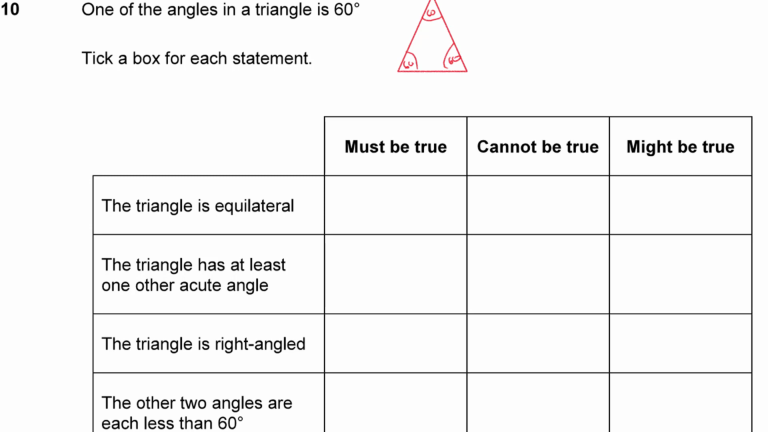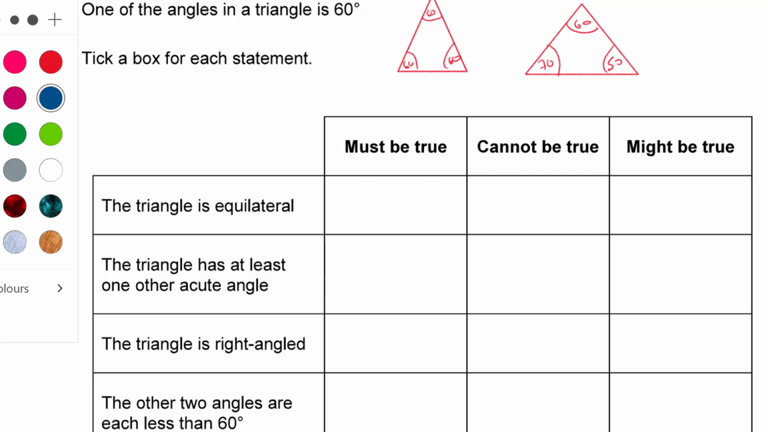But you could also have another sort of triangle where that one was 60 and these two were something else. They might be 70 and 50, mightn't they? So you could have an equilateral triangle, but you could also have another triangle that isn't. So I'm going to tick that it might be true.